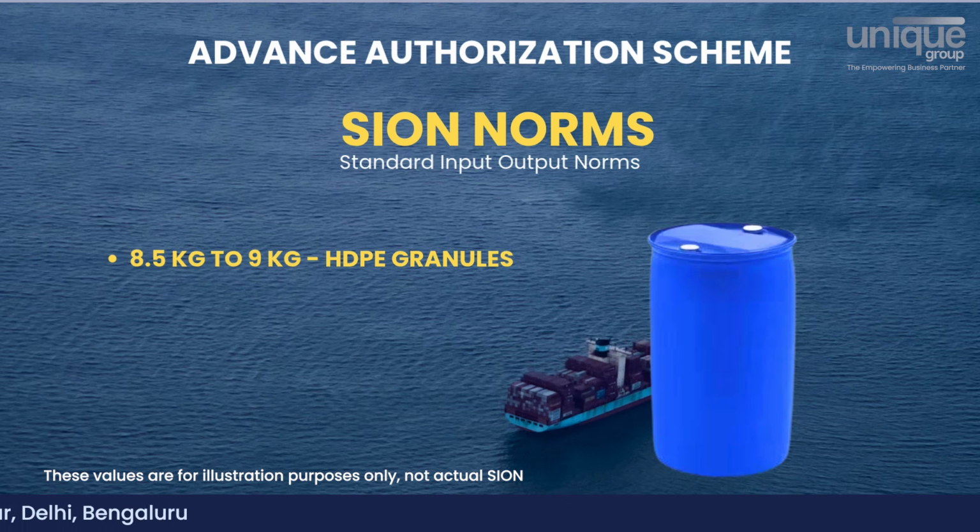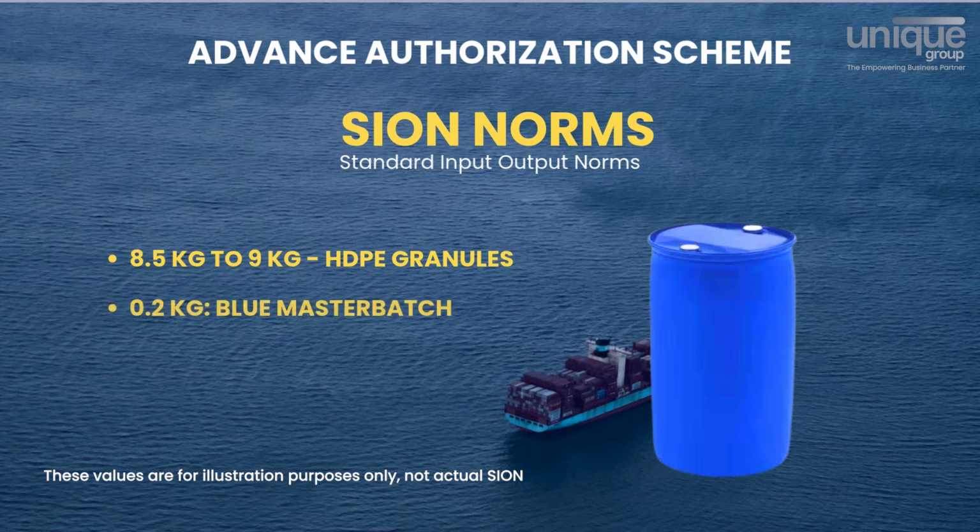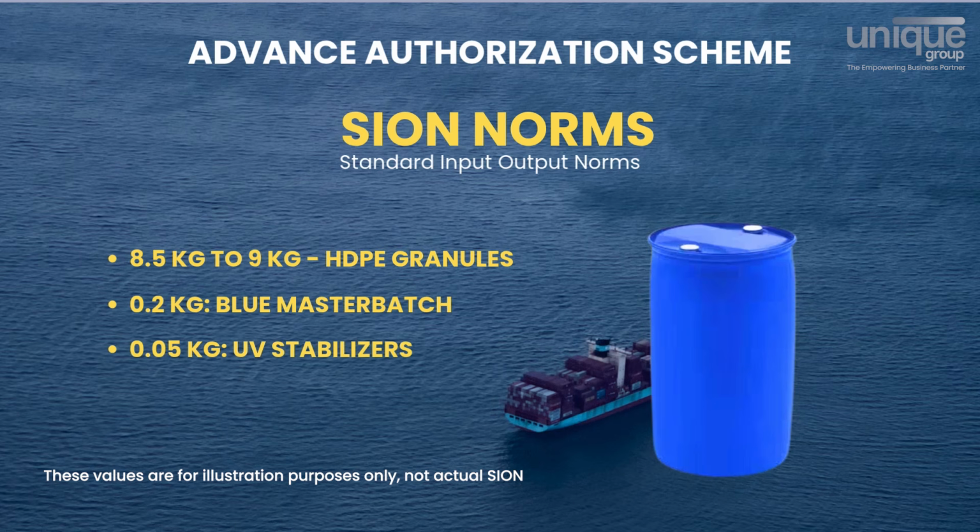granules, high-density polyethylene, 0.2 kg blue master batch for that distinct industrial color, 0.05 kg UV stabilizers to prevent the plastic from degrading in sunlight, 2 units zinc-plated steel bungs or closures for the drum openings. As you can see, SION doesn't just look at the plastic, it looks at every single physical component. It even accounts for the flash or trim waste that happens during the blow molding process.